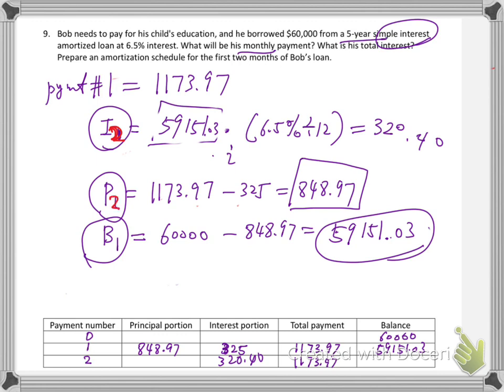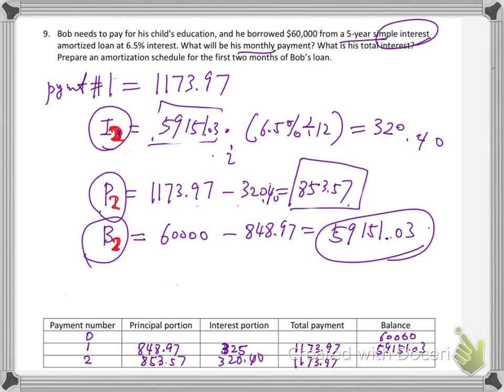P2 is the same monthly payment minus the new interest, I2, and then we get the new principal portion, 853.57. Okay, and then eventually we get the new balance B2.